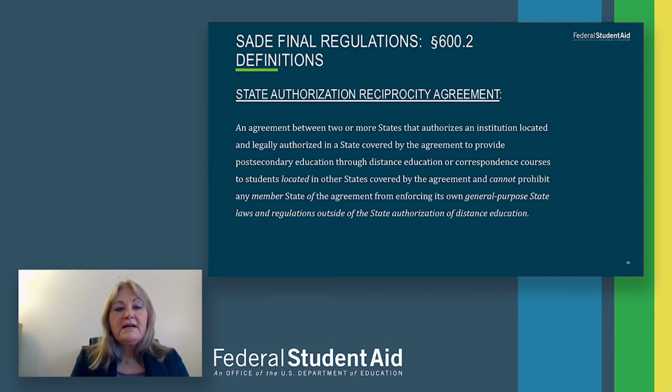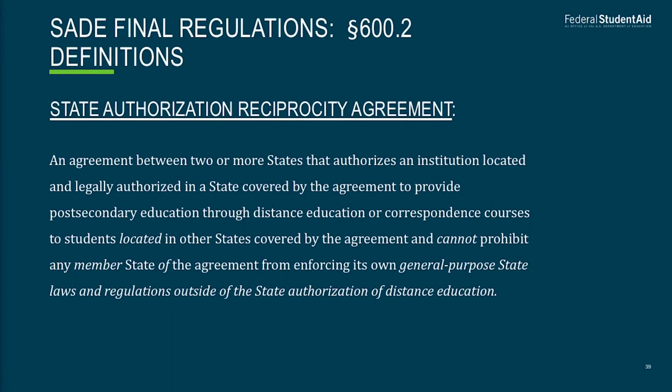With respect to state authorization of distance education, the final regulations defined a state authorization reciprocity agreement. This is an agreement between two or more states that authorizes an institution located and legally authorized in a state covered by the agreement to provide post-secondary education through distance education or correspondence to students located in other states covered by the agreement, and cannot prohibit any member state of the agreement from enforcing its own general purpose state laws and regulations outside of the state authorization of distance education.